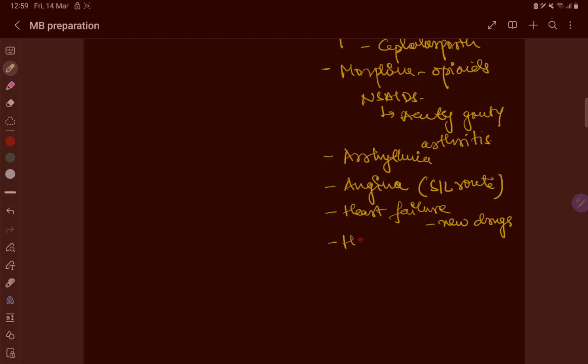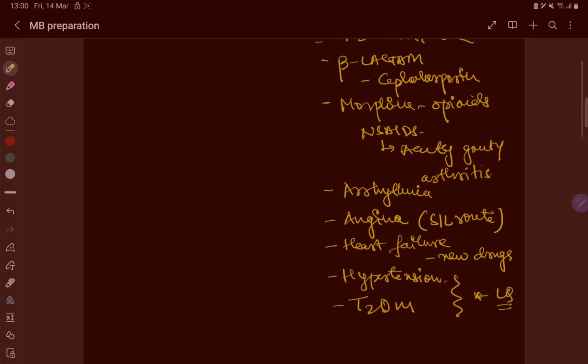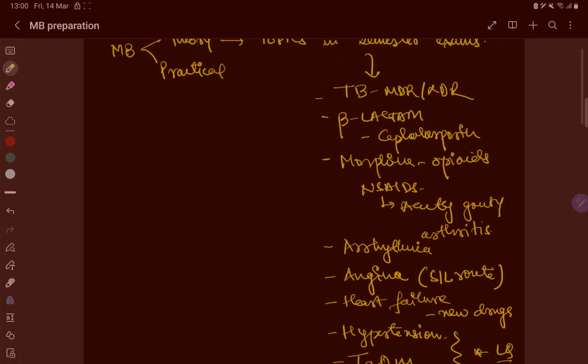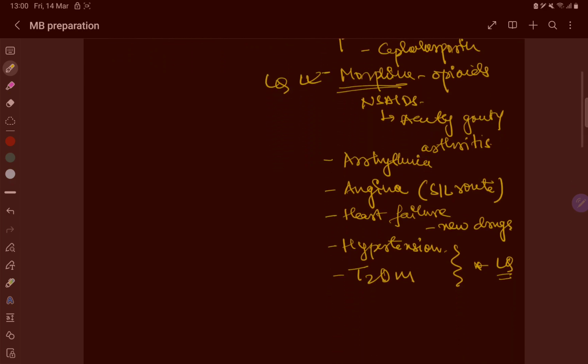The most important is hypertension. See, the commonest are hypertension and type 2 diabetes mellitus. These are like long questions. Again, for example, TB, beta lactam you can leave, TB and morphine as a long question. You can prepare, right? Arrhythmia classification, again hypertension classification.